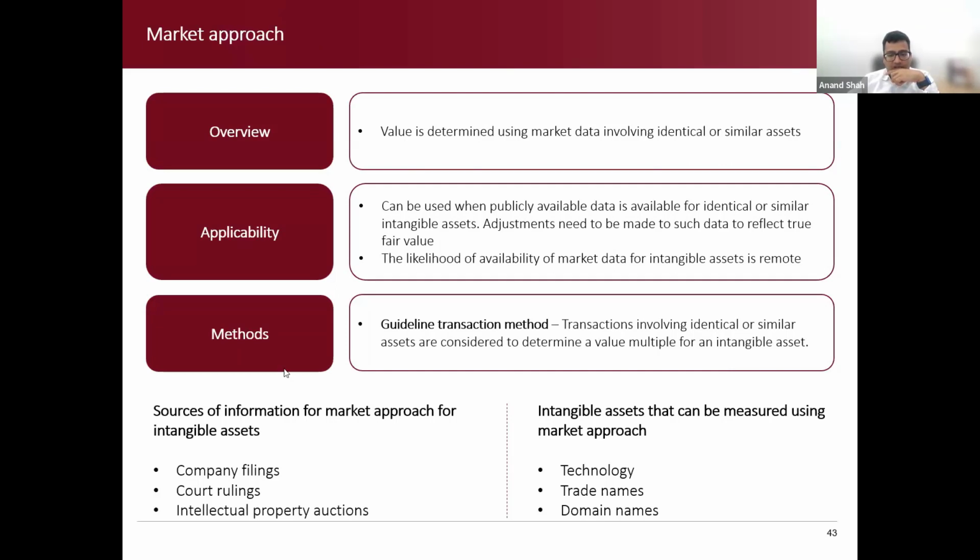What are typical assets that you value using a market approach? Domain names, trade names, technology. Now you see a lot of practitioners using a relief from royalty method for valuing, say, trade names or technology, and they classify that as a market approach, which is a gray area, obviously, because the royalty rates that we are looking at, you get from the marketplace, but you're applying them on a cash flow. So yeah, it can be classified as either a market or an income-based approach.